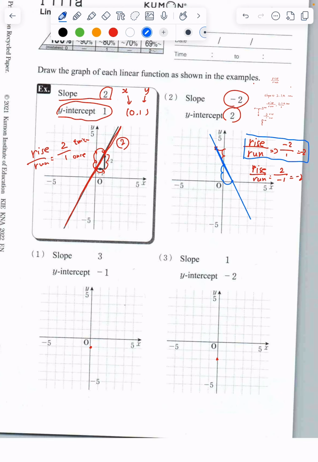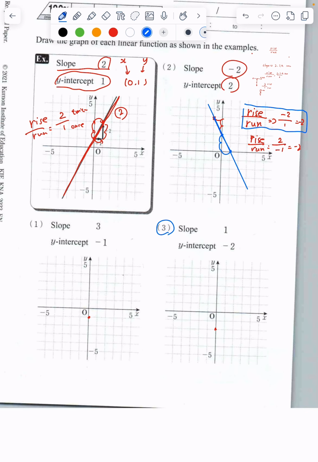Nothing changed, right? So it does not matter if you're going the run first, going the rise first, or your run is negative, or your rise is negative. As long as your final slope, which is rise over run, is the same number, it will make sense, and you will have the equation. So let's try question number 3 here.